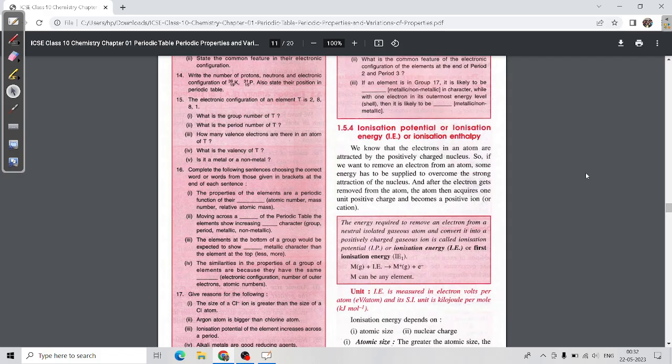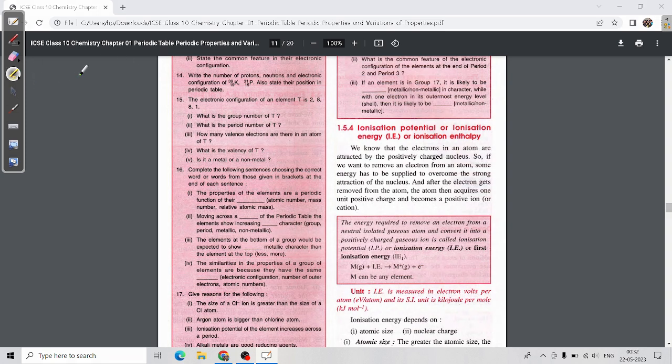Good afternoon, students. Today we are going to do the topic ionization potential, or ionization energy, or ionization enthalpy. These are all three names of only one topic, and you can call it by any name. But I will tell you when to call it ionization potential, when to call it ionization energy, or ionization enthalpy.